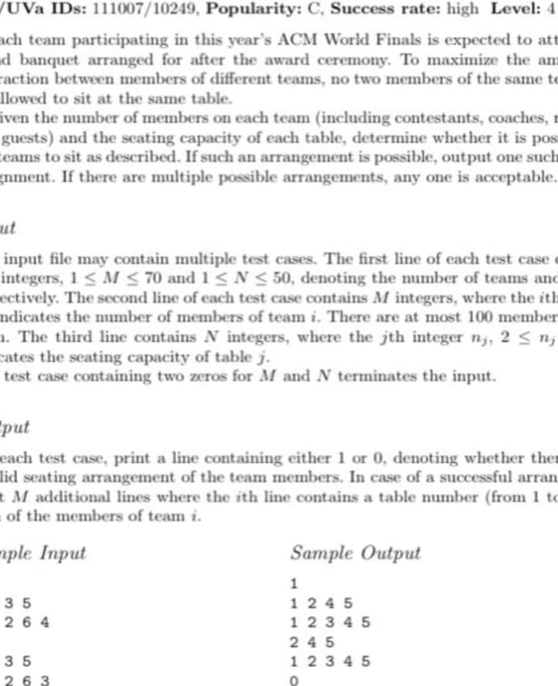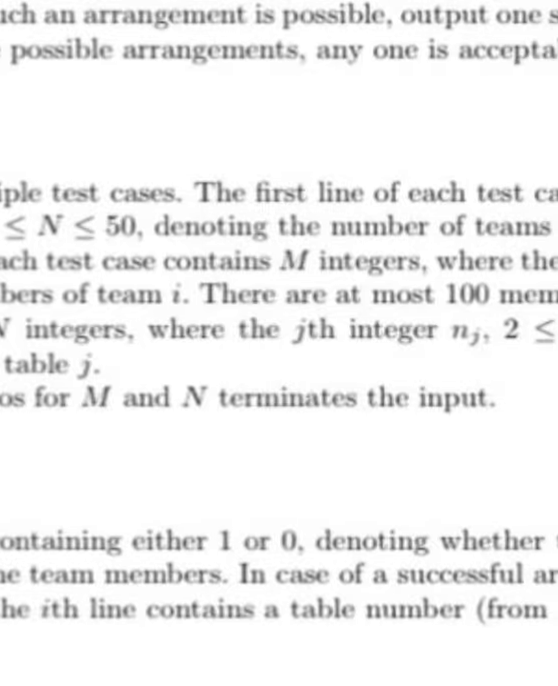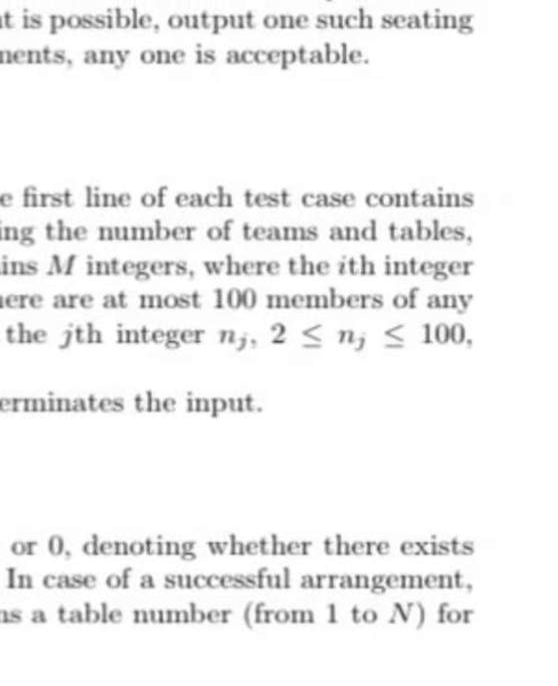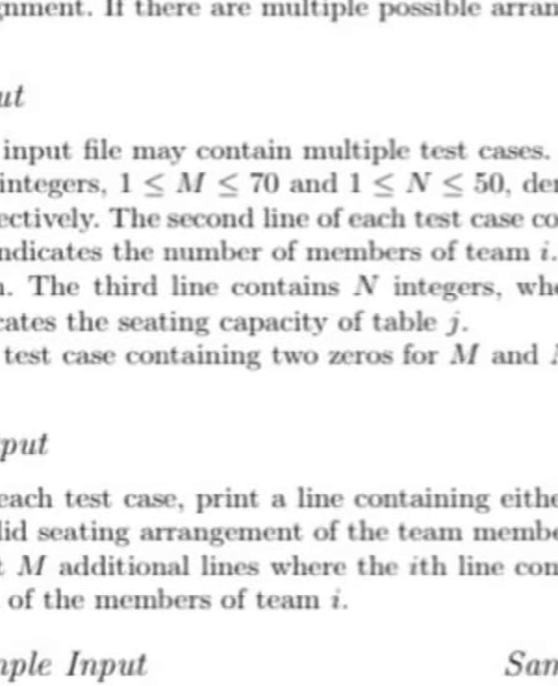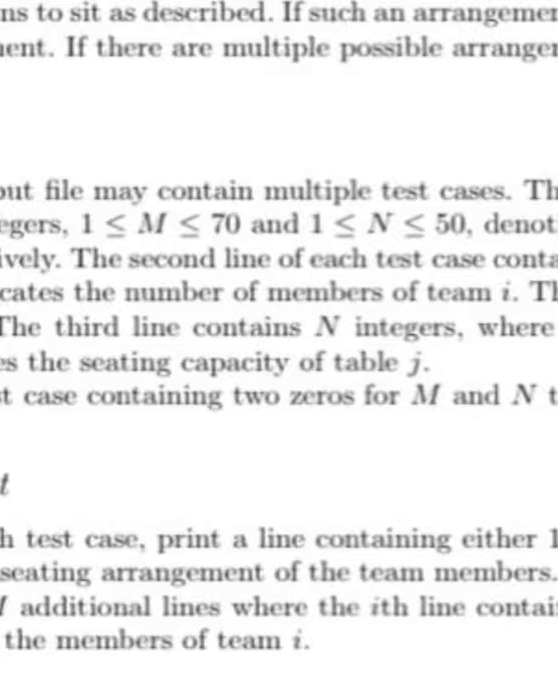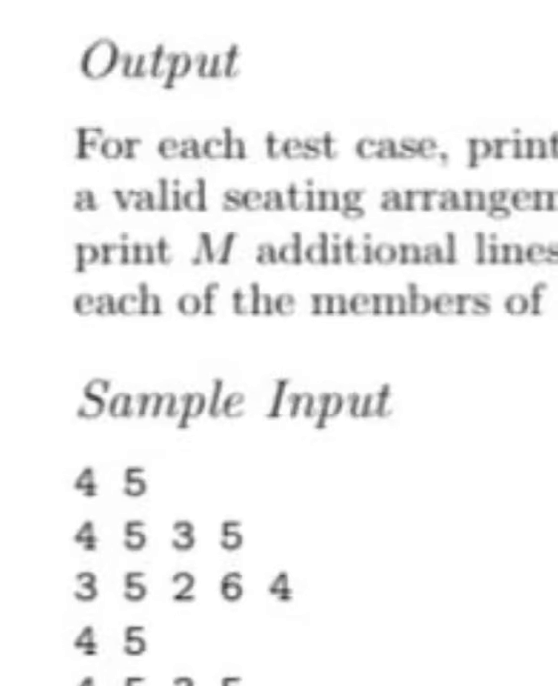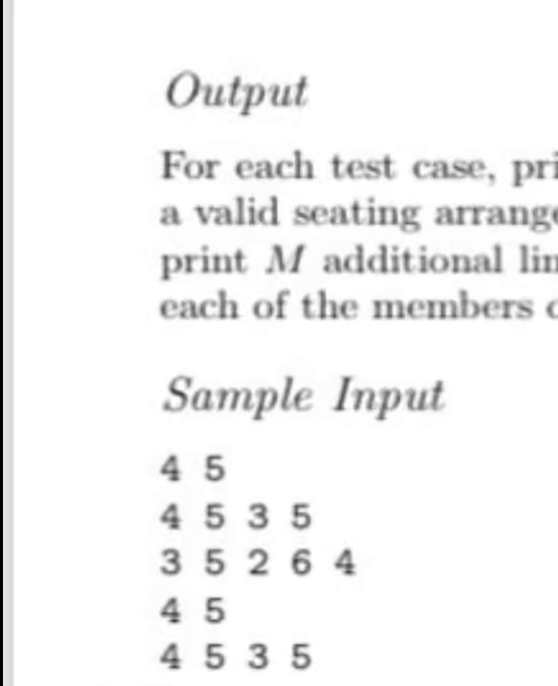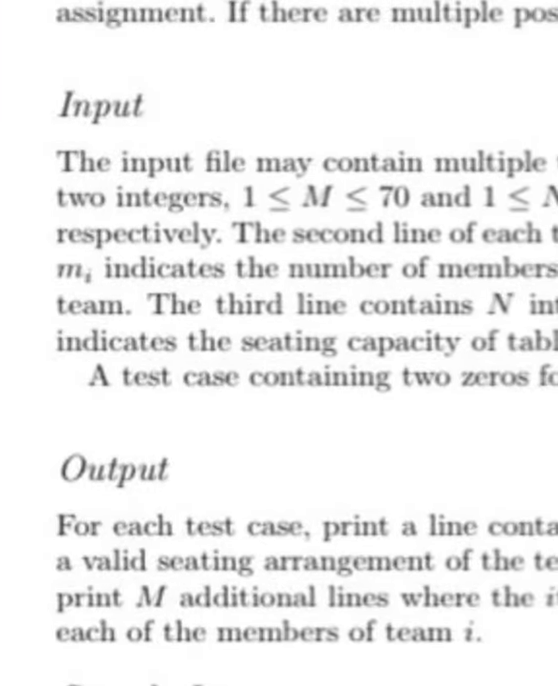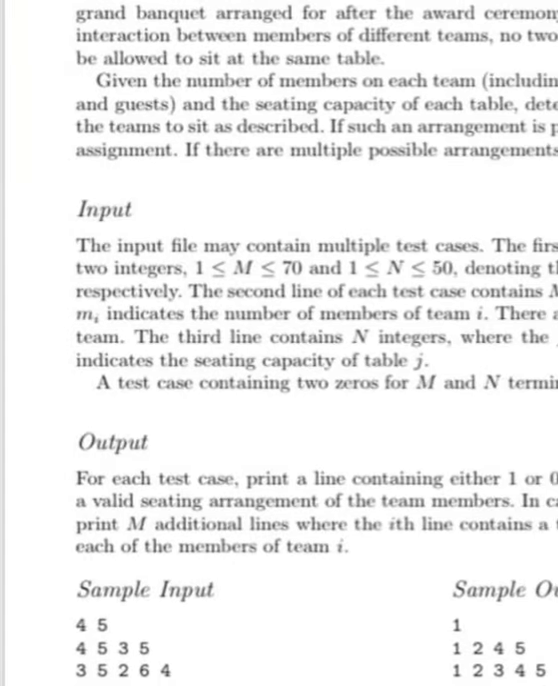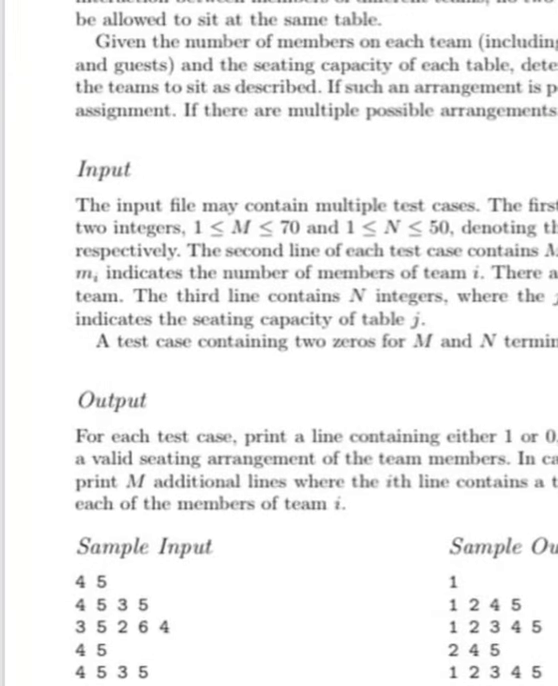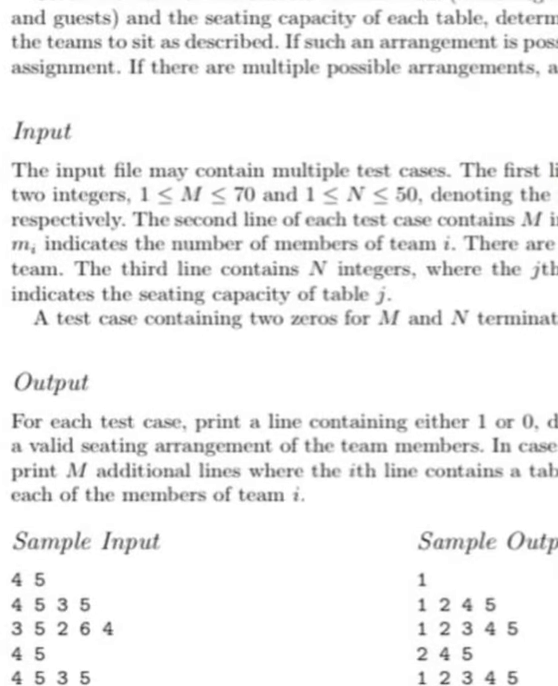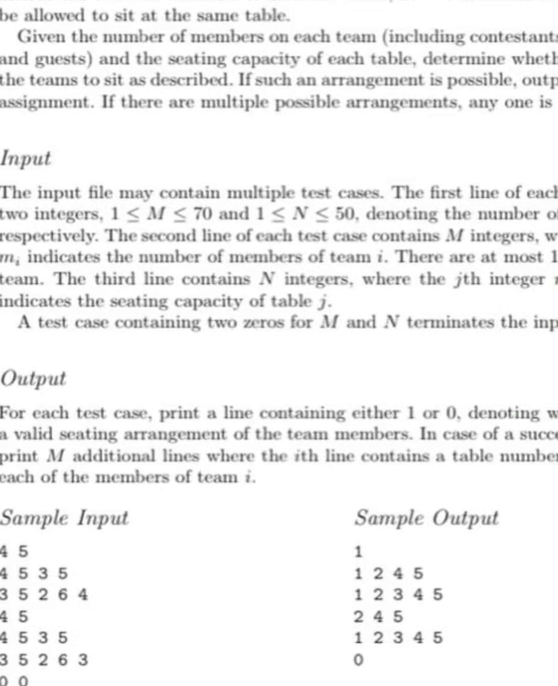The second line of each test case contains m integers, where the ith integer mi indicates the number of members of team i. So the second line, that means this line, you can see here. What does 4 indicate? 4 indicates m, which is the number of teams, and 5 indicates the number of tables. And the second line indicates the total number of members in each team.